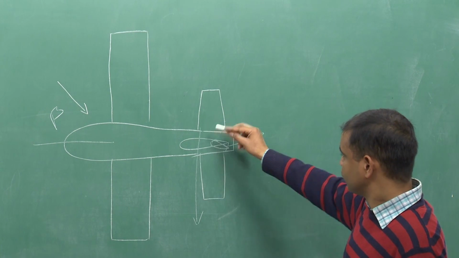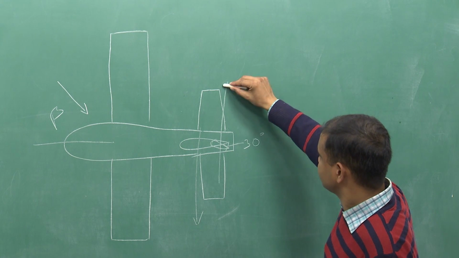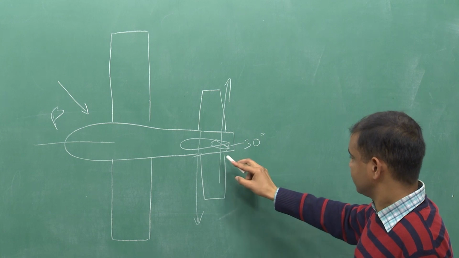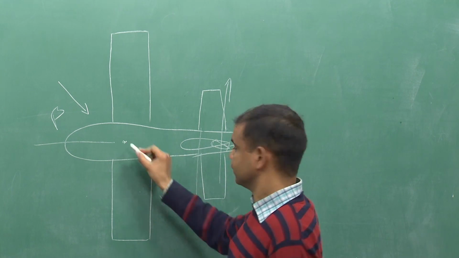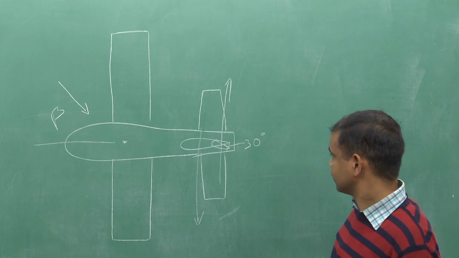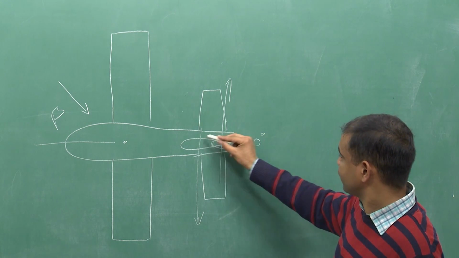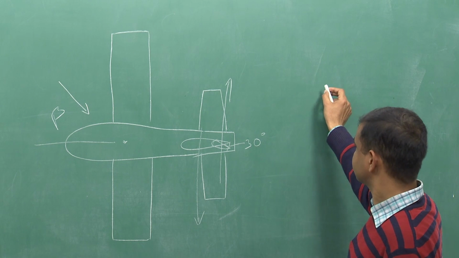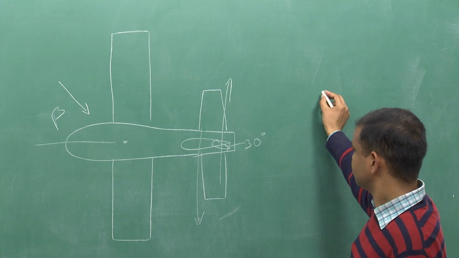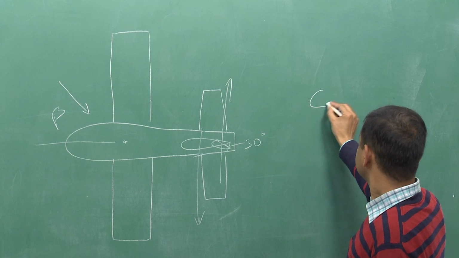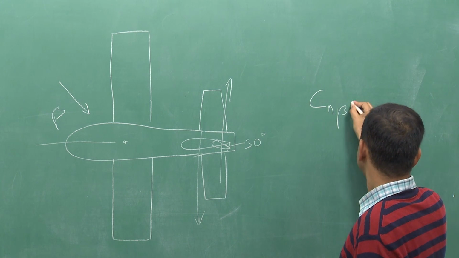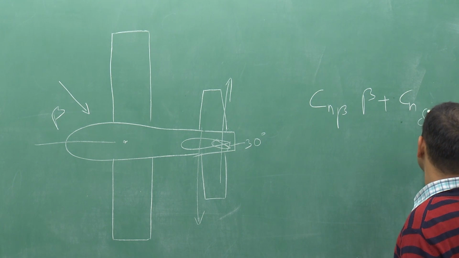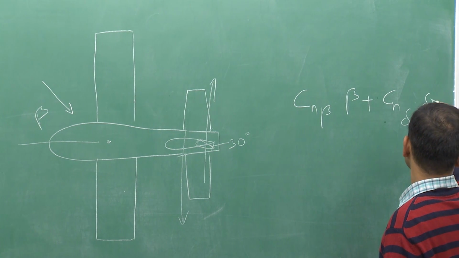Now, during the equilibrium, due to the rudder deflection, the force will be acting in this direction, and this force will be acting in this direction, and we have to balance the moment about CG at the time of landing. So, both moments must cancel each other, or we can say the algebraic sum of both moments will be 0. So, we can write Cn beta into beta plus Cn delta r into delta r is equal to 0.